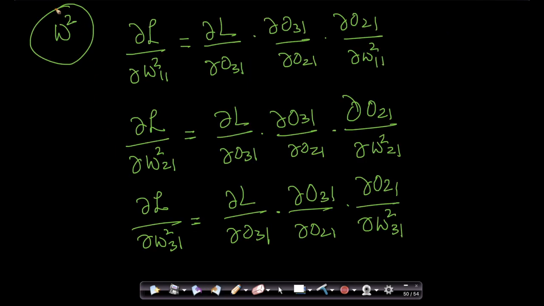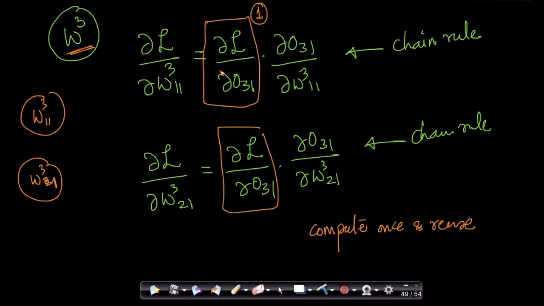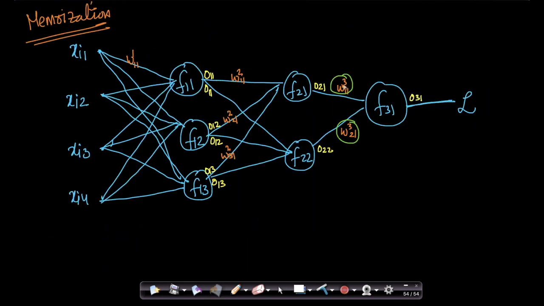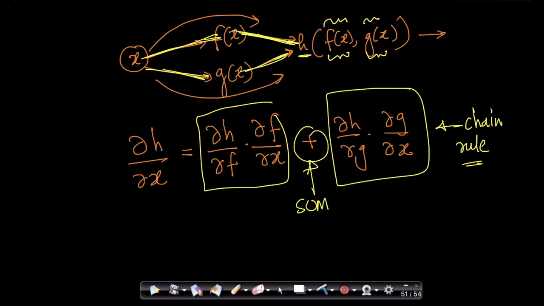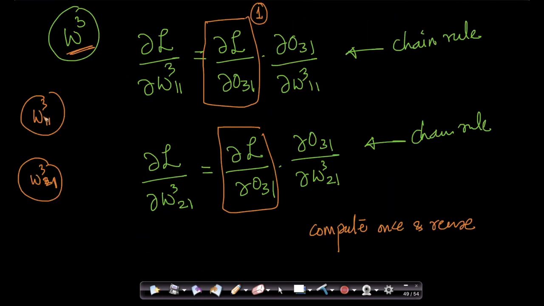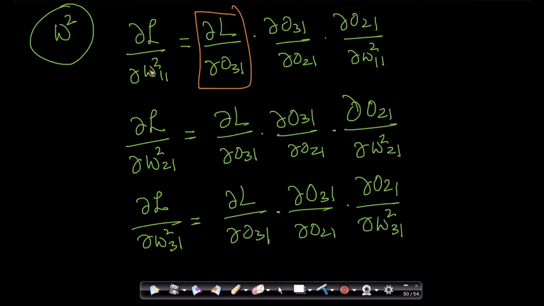Now let's look at the case of W211, W221 and W231. Here also you'll see the derivative of L with respect to O31, which is exactly the one that you have here. Let's assume you first update these two weights, then you come to the next level and update all the weights in the next level. Whatever derivative you computed while updating W311 and W321 can again be used when you're updating W211. The same derivative is also here, and also here.